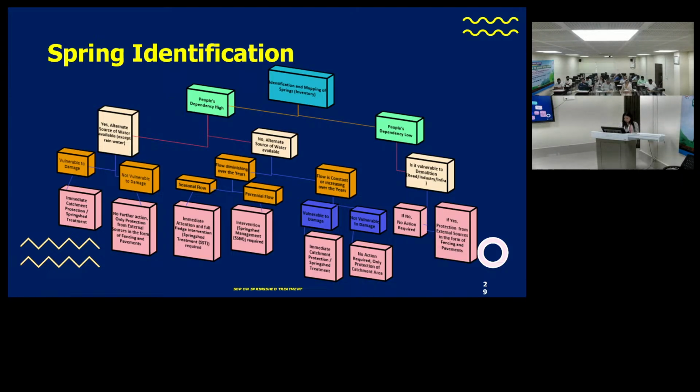recharge, springshed management and its intervention. What steps need to be taken and what type of spring or recharge area needs to be taken up for springshed management and interventions.